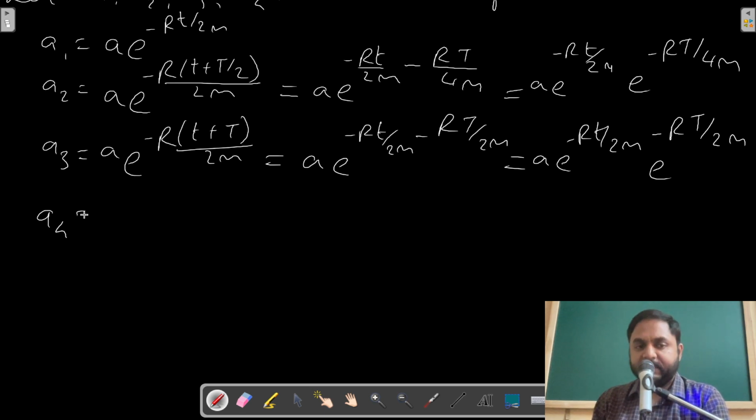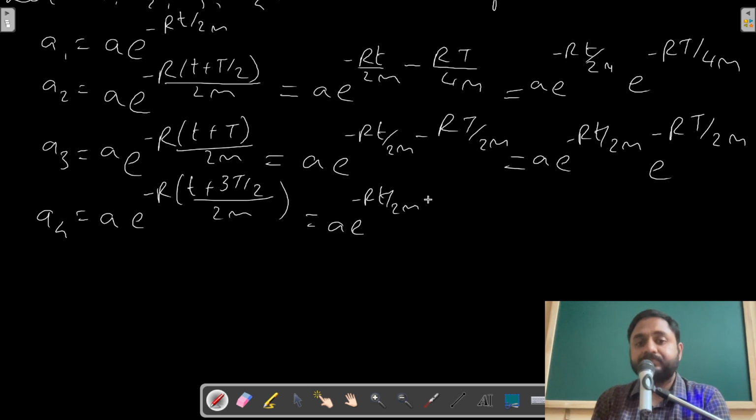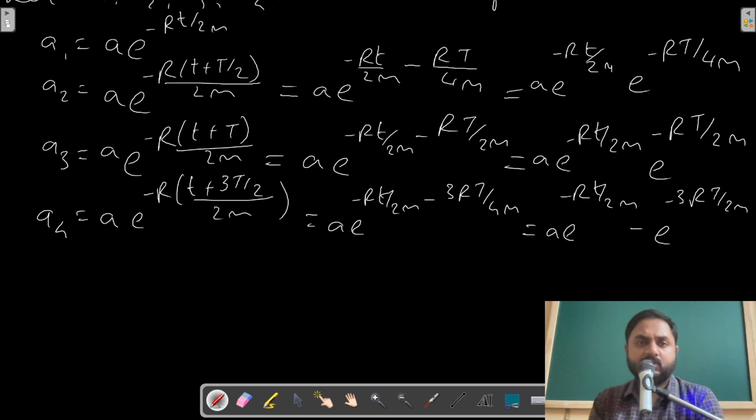Similarly, we'll do one more just for practice and because we can use it in the derivation. What is A4? A4 will be A e raised to minus r small t. For every successive amplitude, you add half time period, so half T plus half T should become 3T by 2. You should add 3T by 2 divided by 2m. So open the brackets again, you will get A e raised to minus rt by 2m minus 3rT by 4m. So again, split this: A e raised to minus rt by 2m multiplied by e raised to minus 3rT by 4m. We are just multiplying this.